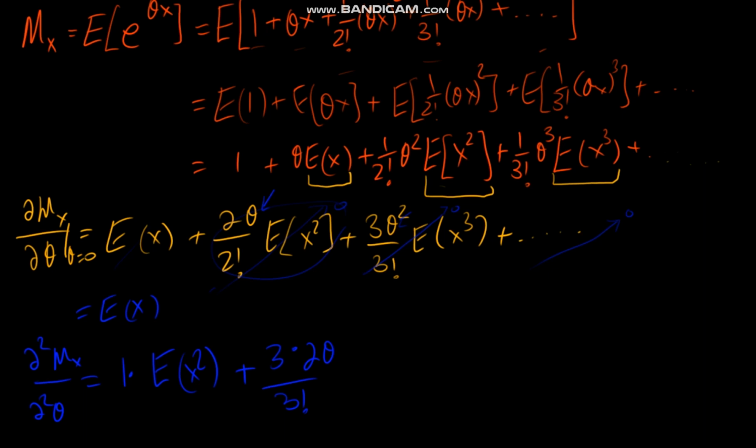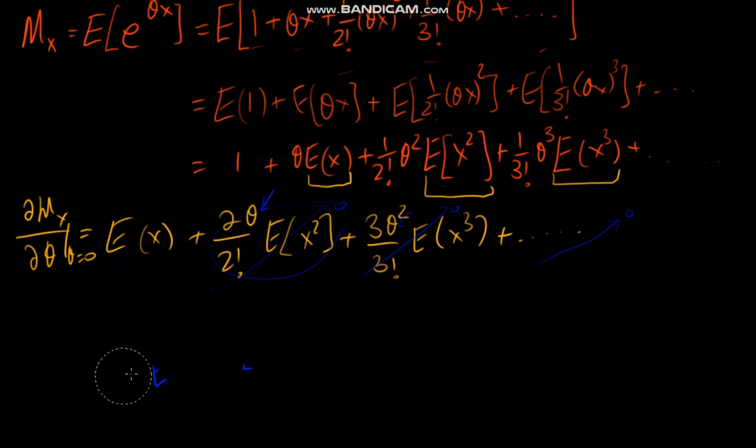So in the last video we stopped here, and let's continue talking about the moment generating function, and I want to explain again from this part right here. So if we derive the moment generating function twice, which is this is the moment generating function, so let's derive it twice according to theta.